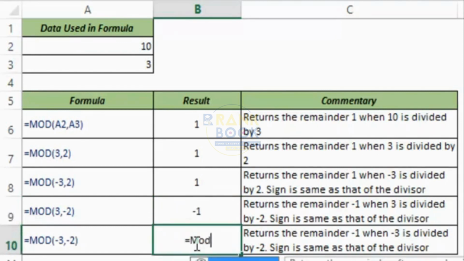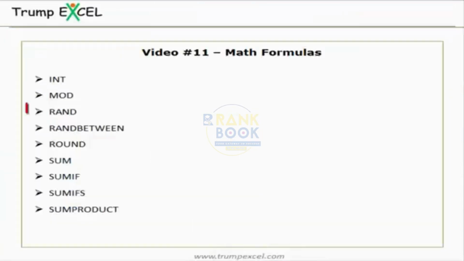And similarly, if you divide minus 3 by minus 2, again the sign should be negative because the sign of the divisor is negative. I hit Control Enter and this is minus 1. So this is how the MOD function works in Excel.